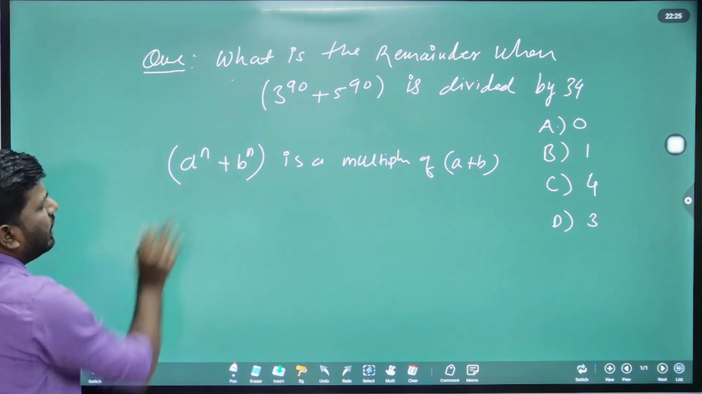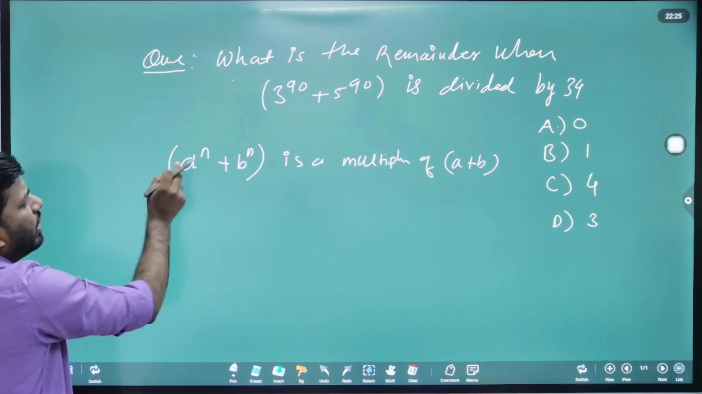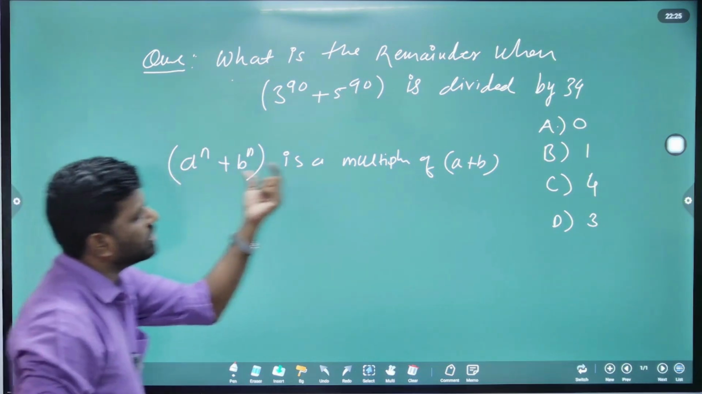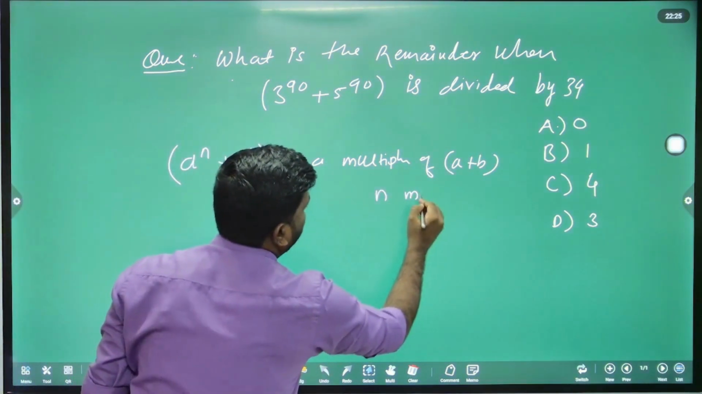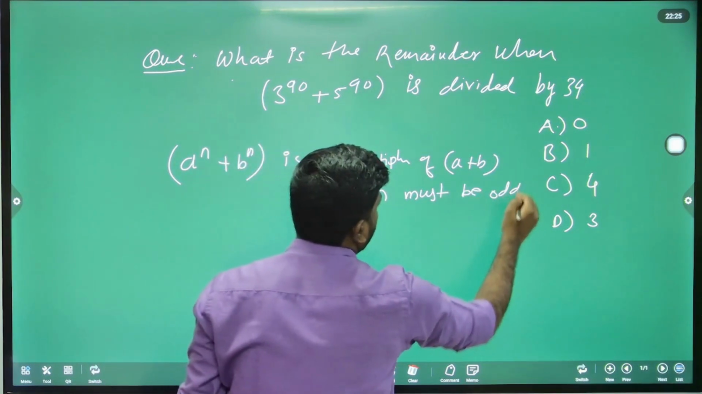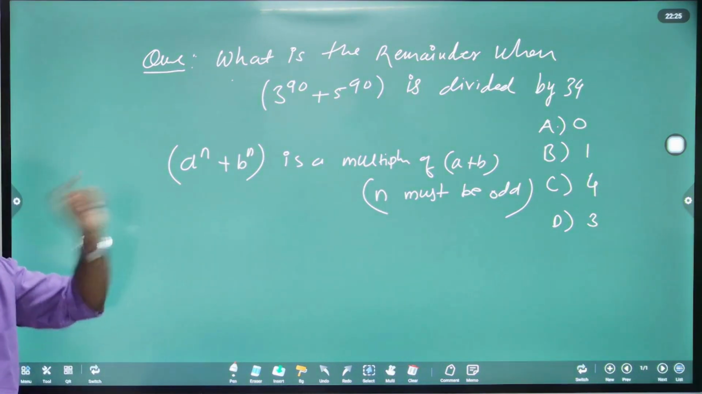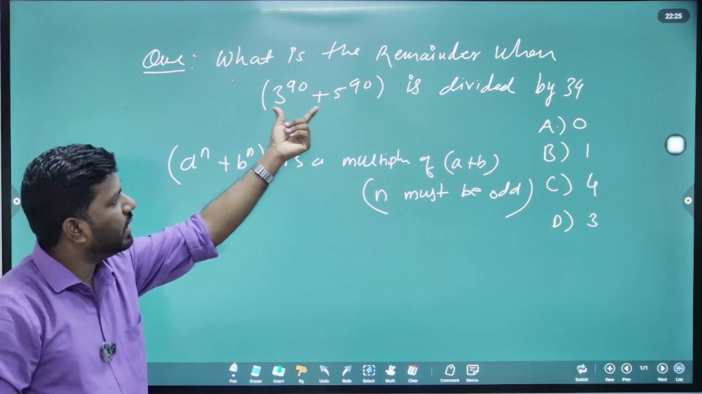Whenever you see this kind of property, where a power n plus b power n is given, I can say this is a multiple of a plus b, but n must be an odd number. There are two conditions that we need to satisfy here. First, we need to see this form, but n must be odd.